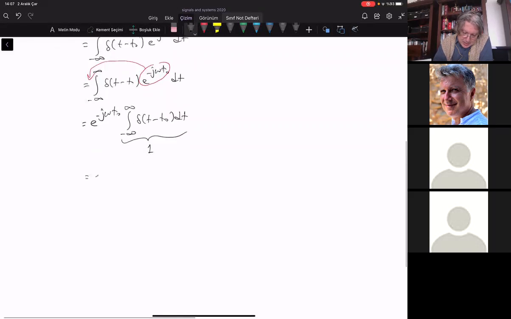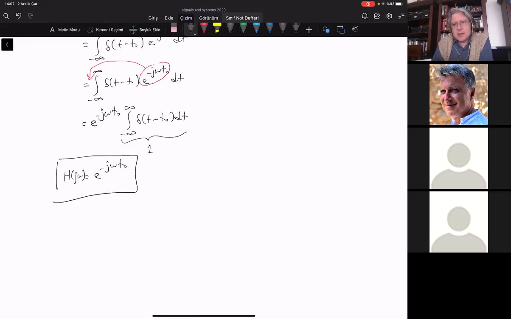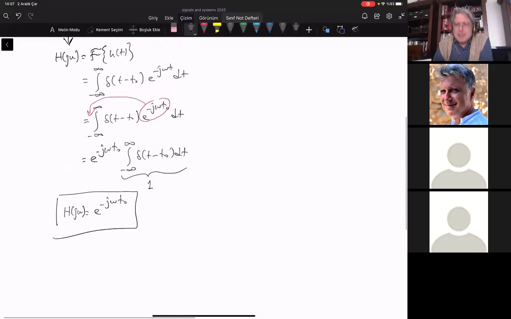So the answer is e to the minus j omega t0. This was h of j omega. We found it by taking the Fourier transform of delta t minus t0. You can find the Fourier transform of delta t minus t0 in various ways. For example, the Fourier transform of delta t was 1, and you can apply the shifting property on delta t to make it delta t minus t0, and the Fourier transform of 1 will be multiplied by e to the minus j omega t0.